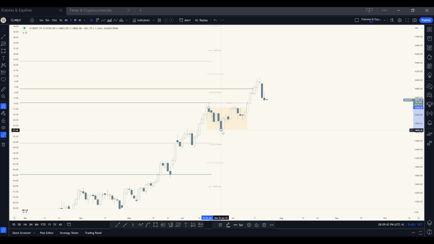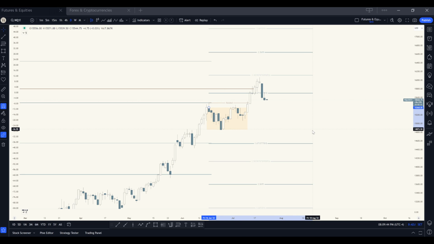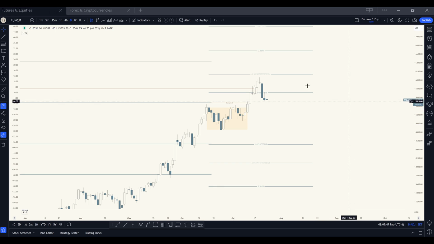But probability-wise, what I can see is it damn near respects the first one. So if I'm going to get a change of direction, my target is down here.